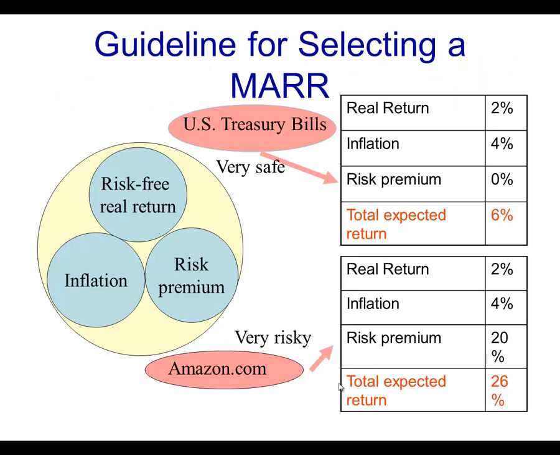This figure shows a comparison between the US Treasury bills and the Amazon.com stock, including the inflation and the risk premium factors, and you can see it jumped from 6% to 26%. It's very risky, but the gain, if there is a gain, will be more than this one, but if there is a loss, of course this will be bad. Using the stocks for Amazon and losing money, you lose a huge amount or bigger amount than the risk-free US Treasury bills.